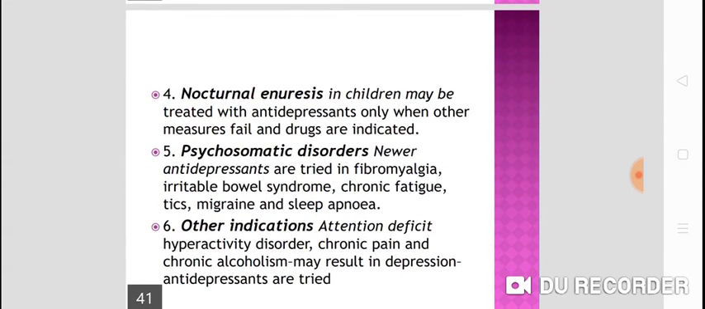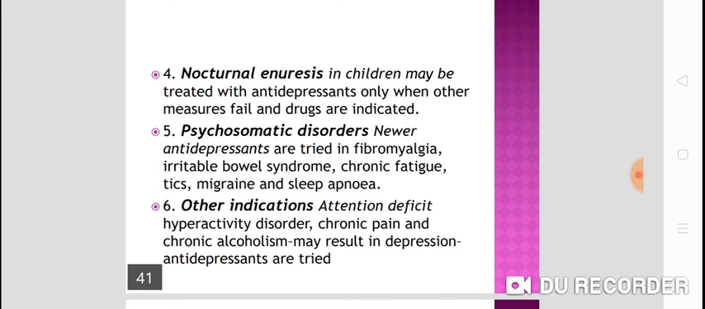Nocturnal enuresis in children, or bedwetting, may be treated with antidepressants only when other measures fail and drugs are indicated. This means first of all you have to do counseling, then other non-pharmacological treatment for bedwetting. If that fails, then you can go for imipramine 25 mg at bedtime for nocturnal enuresis.